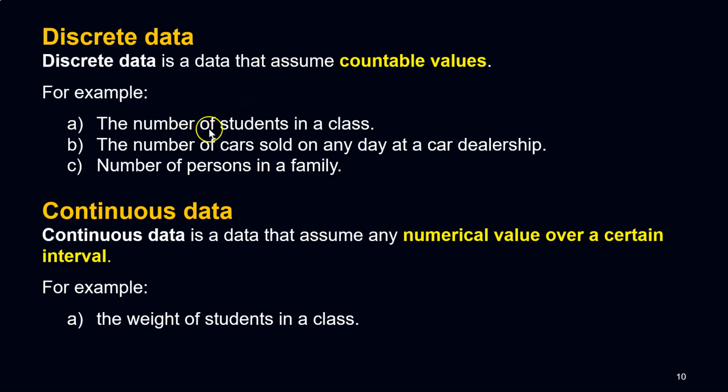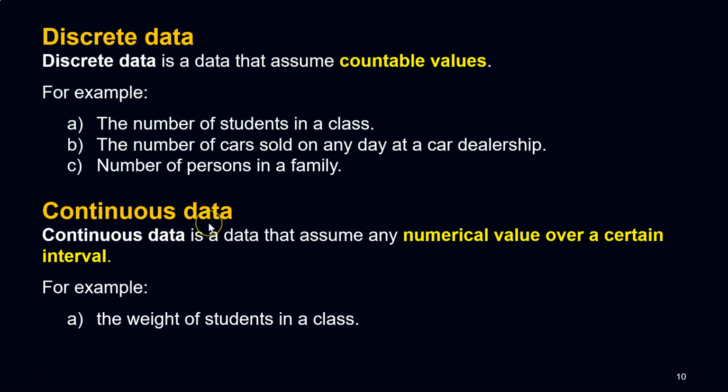For example, number of student in a class. Let's say we have 26 students or 45 students. That one you can count 1, 2, 3 up until 26. Okay, second one, the number of cars sold on any day at a car dealership. That one also you can count how many cars have been sold. And then the third one will be number of person in a family. Berapa orang dalam your family? Also that one you can count. Okay, that are all discrete data. Discrete means you can count.